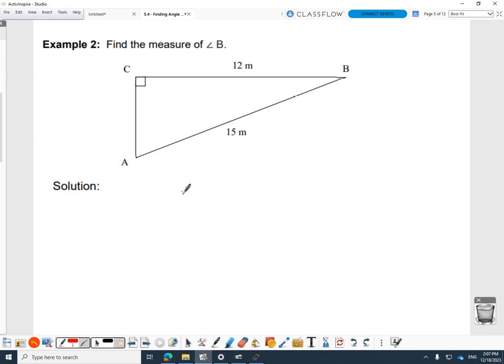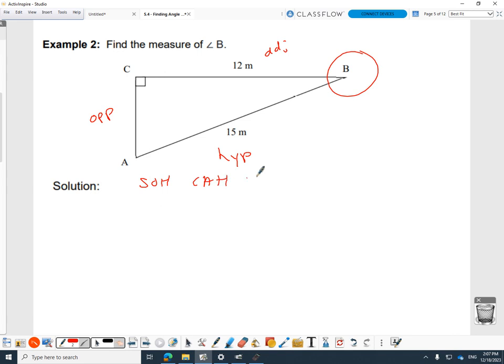Example 2, find the measure of angle B. I'm not going to label the steps this time. Who can remember? What's the first step? Circle the angle. Then once I have that, label the sides. Yeah? Most important steps, by the way. Most important. Everything else comes from this. This is hypotenuse. What's the one beside the angle called? Adjacent. And then the one that's remaining? Opposite. Then I write down my fancy word. SOHCAHTOA.